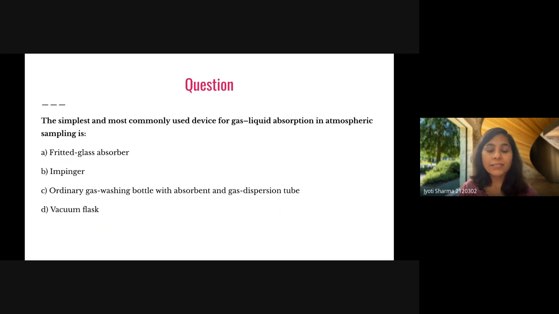Okay, the simplest and most commonly used device for gas liquid absorption in atmospheric sampling is what? And we have four options here: fritted glass absorber, impinger, ordinary glass washing bottle with absorbent and gas dispersant tube, and vacuum flask. What do you think? What is the right answer?